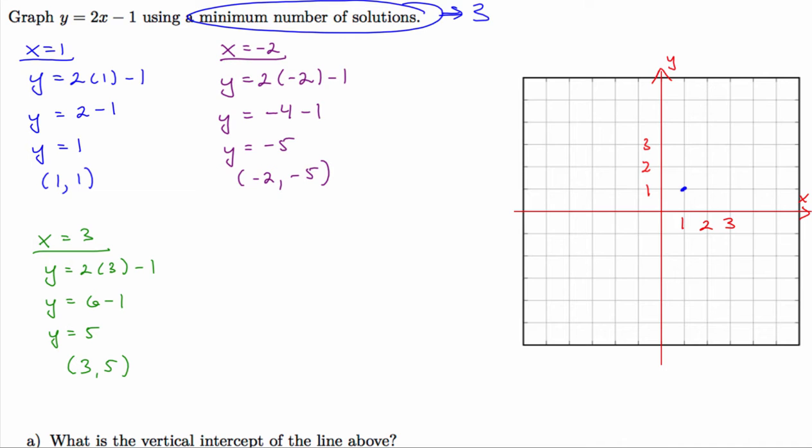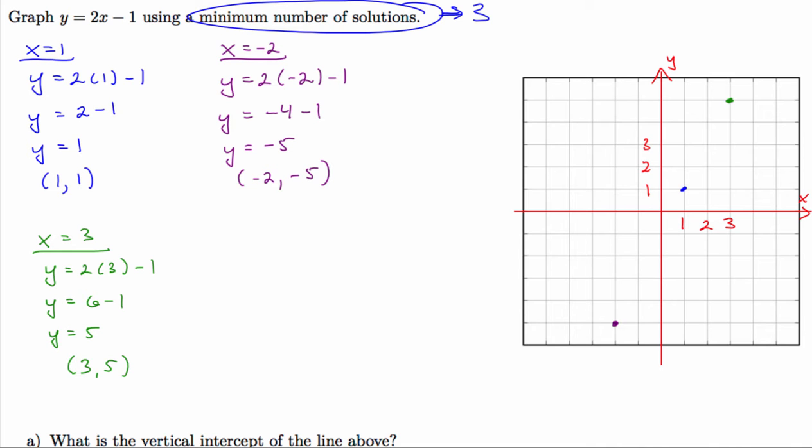To plot the point negative 2, negative 5, from the origin I will go left 2 and down 5. Negative 2 in the x direction, negative 5 in the y direction. And finally, to plot the third point, 3, comma 5, from the origin I will go right 3 and up 5. So x value of 3, y value of 5.